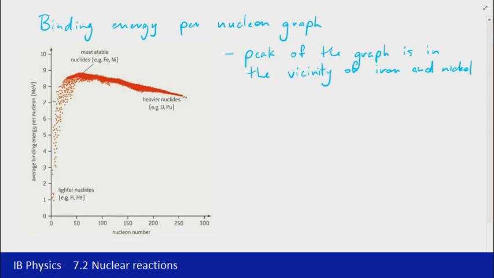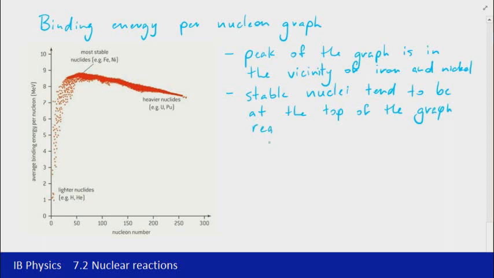The second thing then is that the stable nuclei, so keep in mind that when we're talking stable nuclei, we're talking from the very large to the very small. The stable nuclei tend to be at the top of the region that you can see on that graph. So what I mean by that is that if you imagine a line across the top here, that's where the stable nuclei tend to be. Anything below that would tend to be a little bit more unstable.